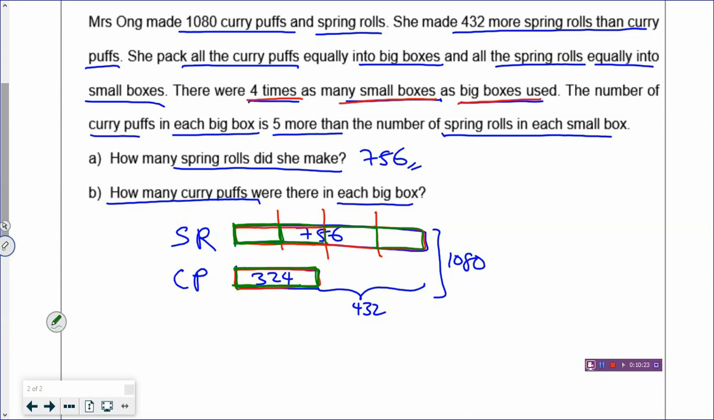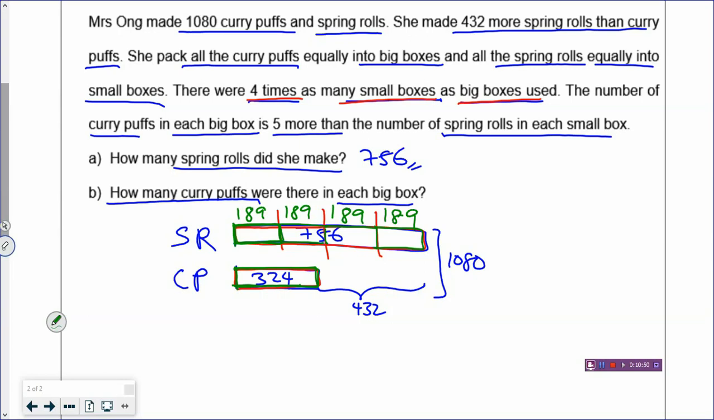Alright, then if there are 4 times as many small boxes, can you find how many spring rolls are there in 1 time? So you take 756 and divide by 4, and 1 time is 189 spring rolls, right? Now you look at 1 time of the small boxes, and you look at 1 time of the big boxes.